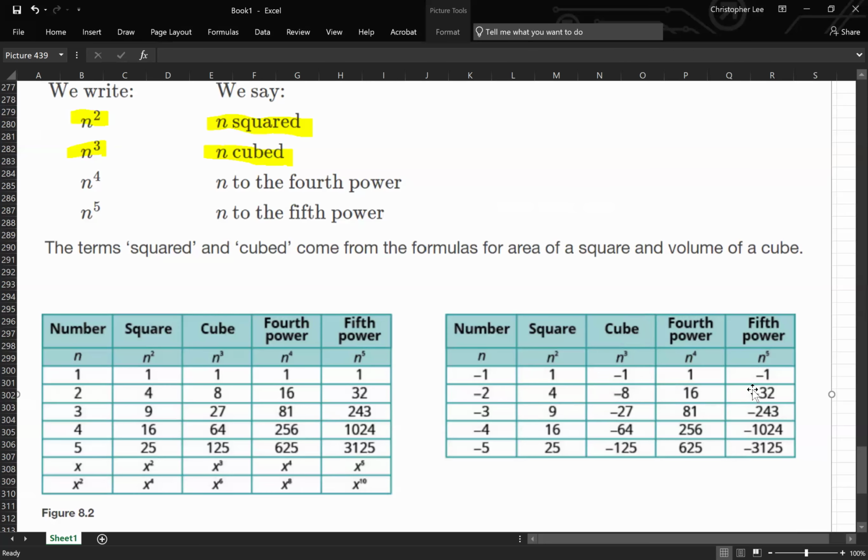So notice that whenever I raise a negative radicand, right, to an odd power, 1, 3, 5, etc., right? The answer is negative. But when I raise a negative radicand to an even power, 2, 4, 6, you get the idea, right? The answer is positive. All right. Something to keep in mind.